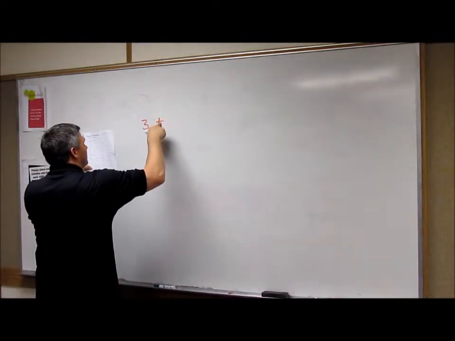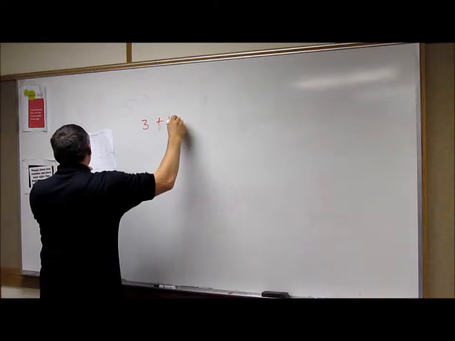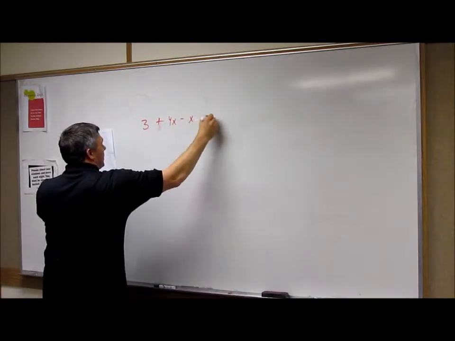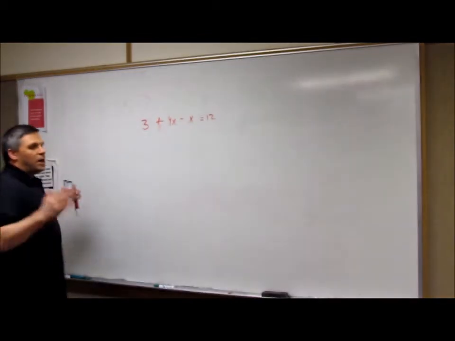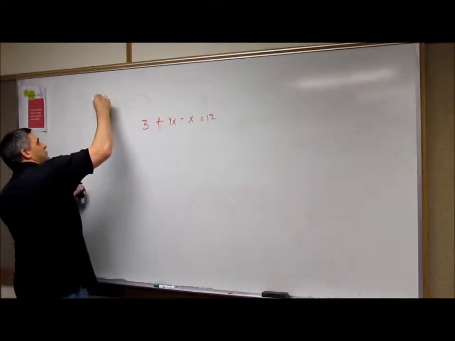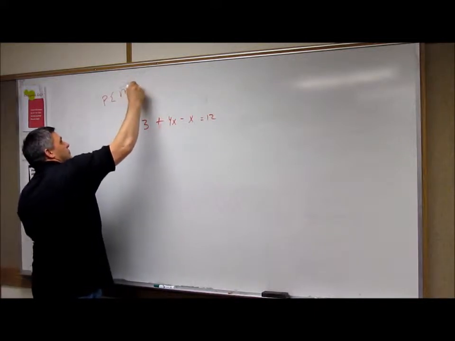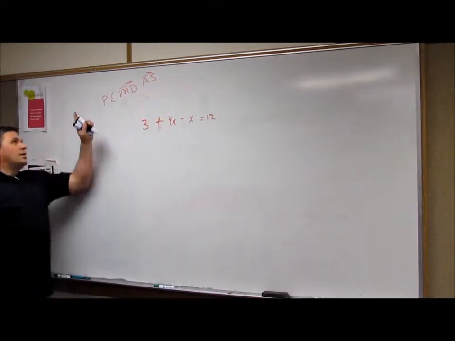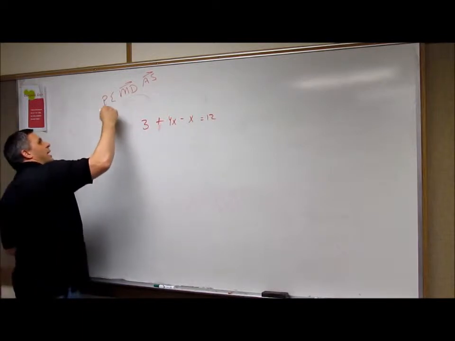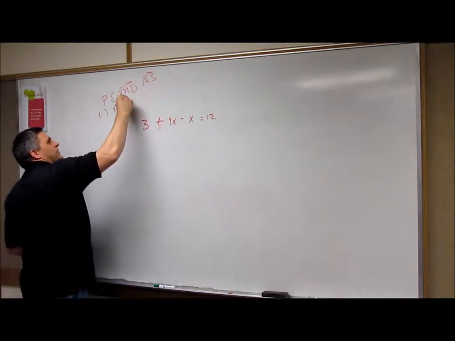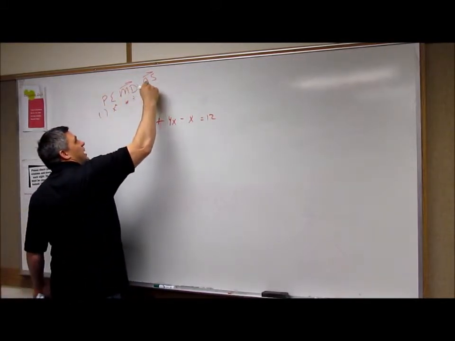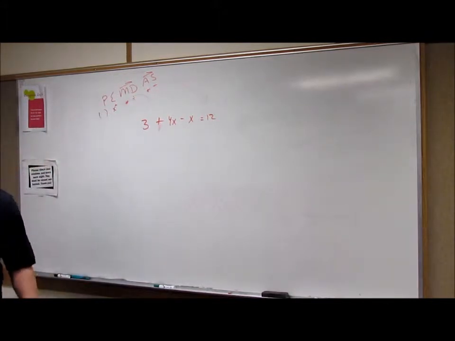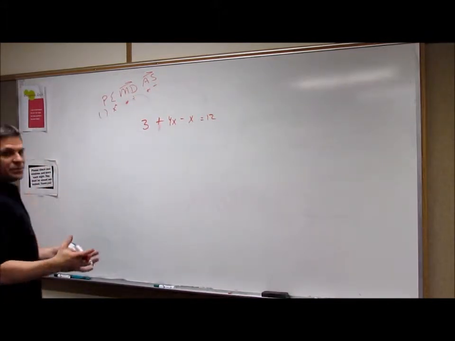Okay, you got 3 plus 4x minus x equals 12. Okay? So, alright, my first step is always PEMDAS. Parentheses, exponents, multiplication, division, from left to right, doesn't matter which comes first. Addition, subtraction, from left to right, doesn't matter which comes first. You always collect like terms.